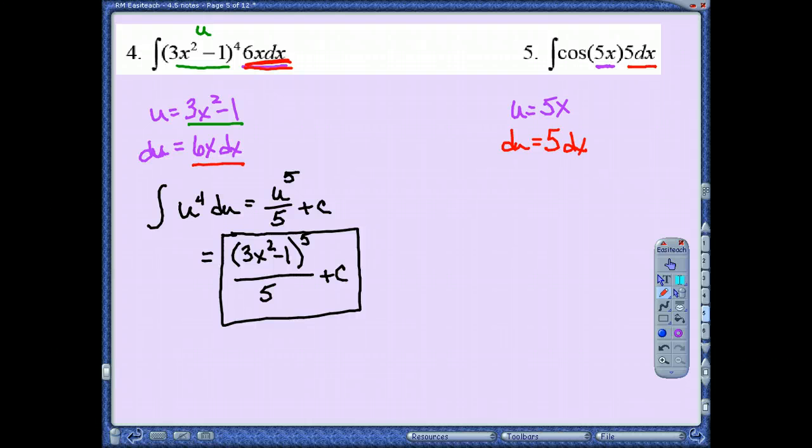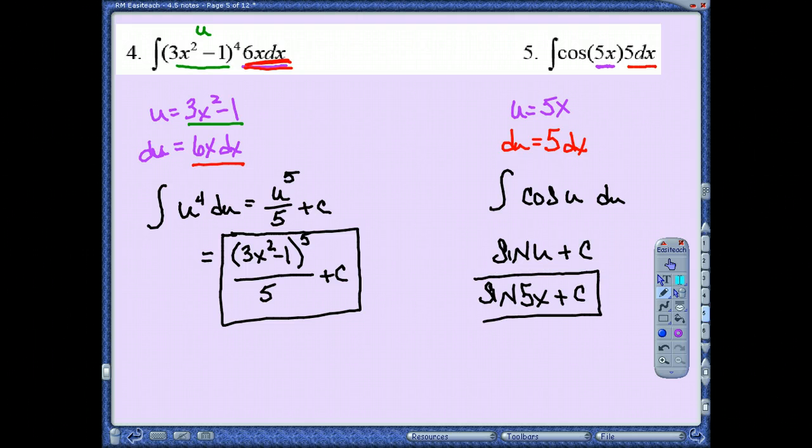So that 5 dx is going to be totally absorbed with the du. So I end up with cosine of u du. When I take the integral of cosine of u du, that is sine of u plus c. Substitute that u back out. We need to make sure that if we started with x's, we're going to end with x's. So my final answer is sine of 5x plus c.